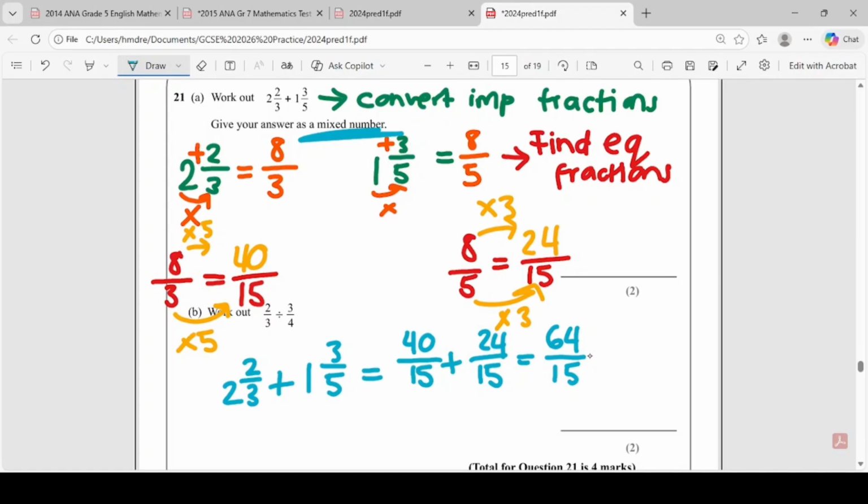64 divided by 15: it's 15, 30, 45, 60. So it goes in 4 times with a remainder of 4, and the base always stays the same. So this is our final answer there. We can't simplify that any further.